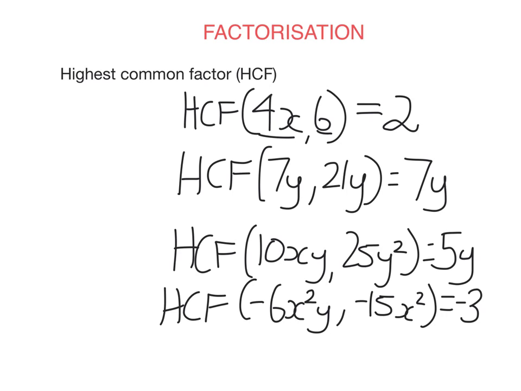Now here, this term has an x squared. This also has an x squared. So the highest common factor is negative 3x squared. There are two x's in both of them. All right, now we're going to use this to find out how we factorize.